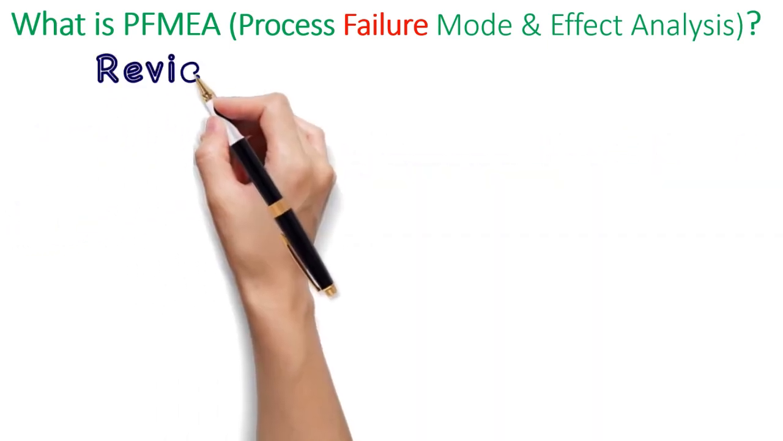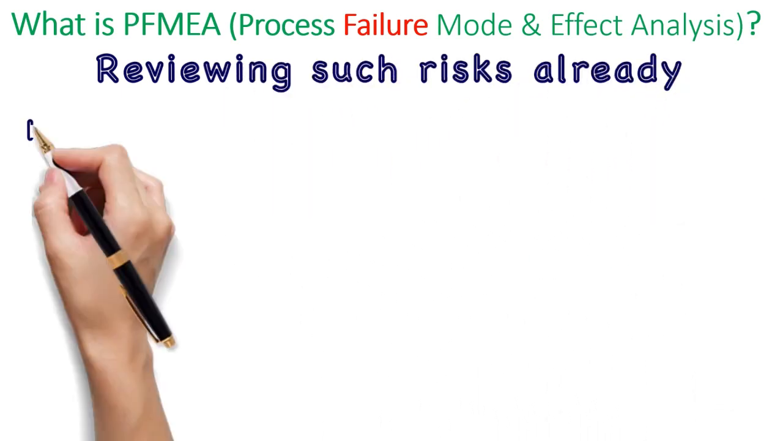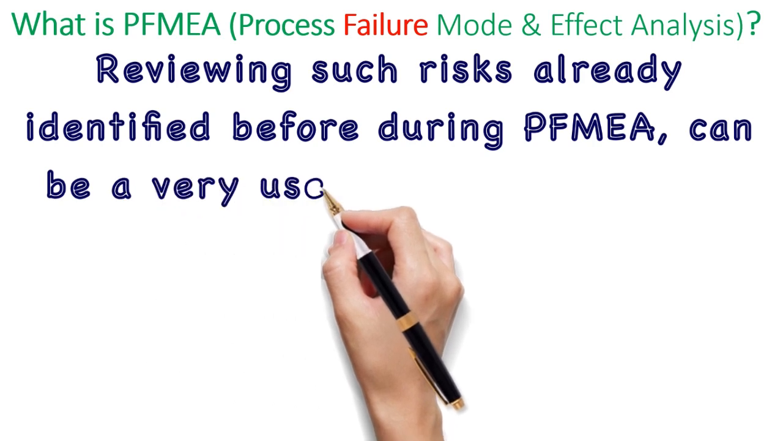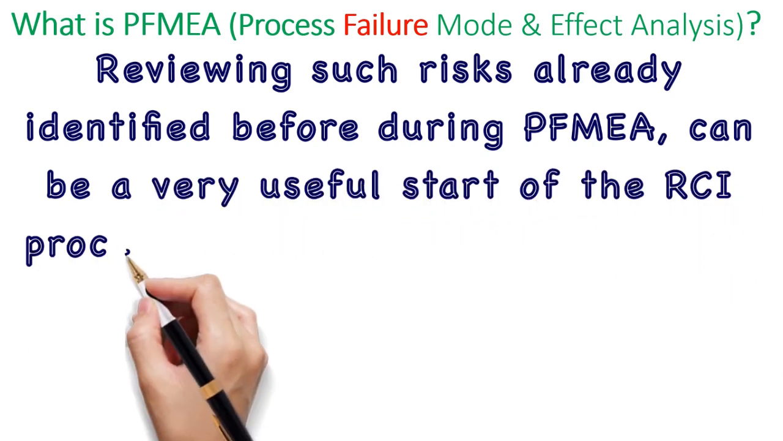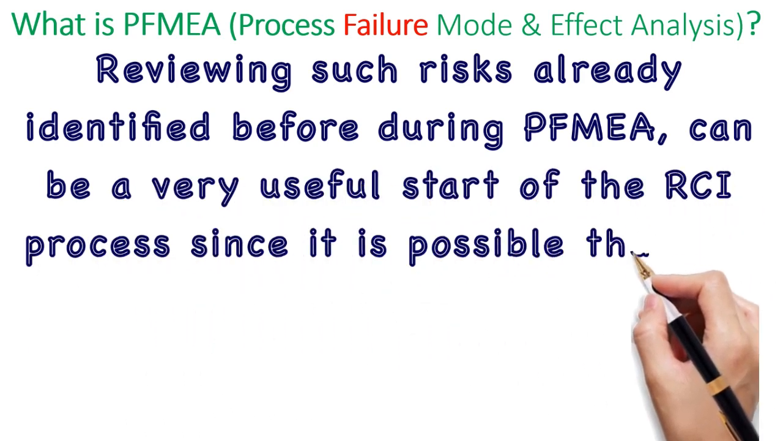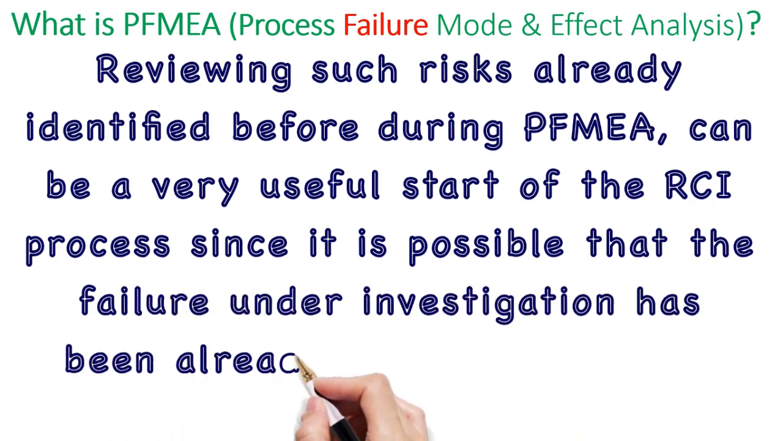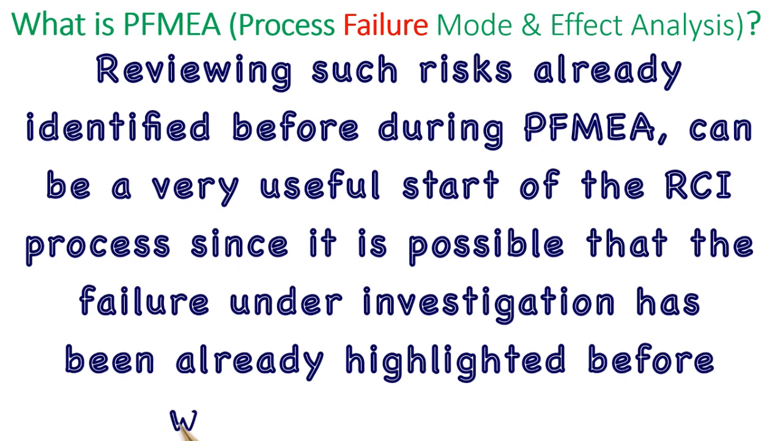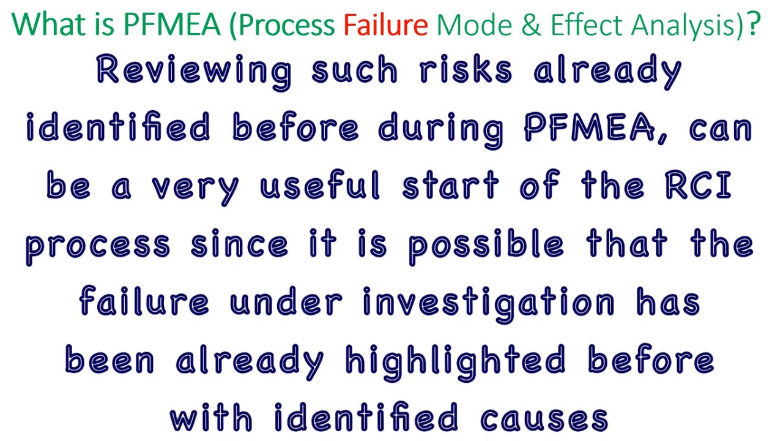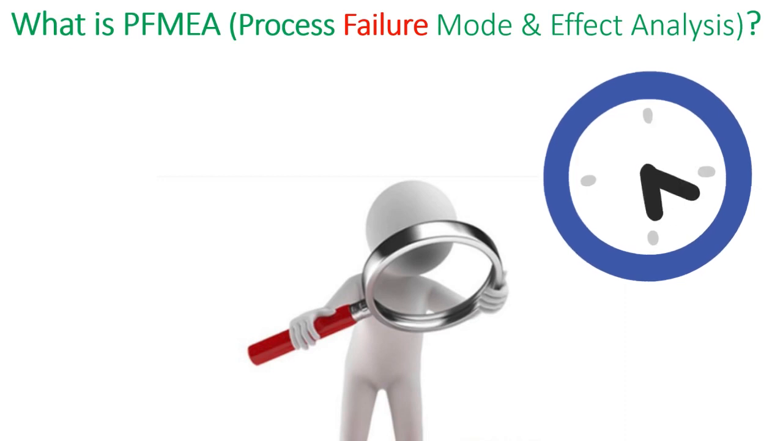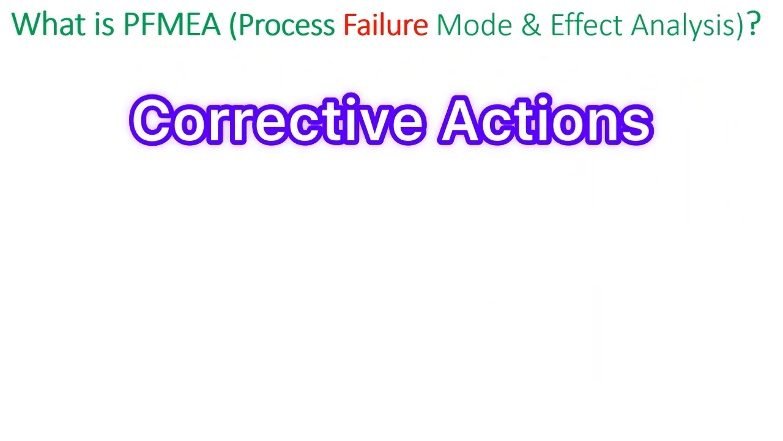Well, reviewing such risks already identified before during PFMEA, even if they were with low RPN, can be a very useful start of the root cause investigation process, since it is possible that the failure under investigation has already been highlighted before with identified causes, which will save us a lot of effort and time searching for root causes. Instead, we start working on corrective actions.